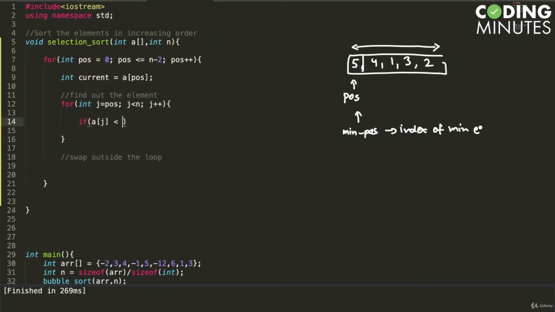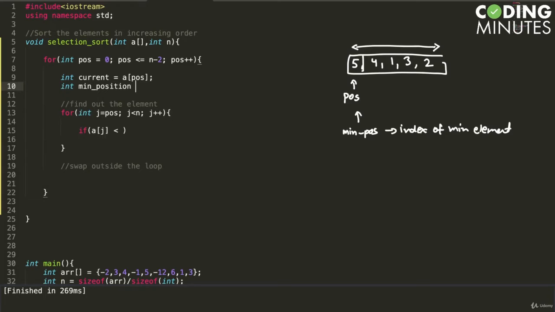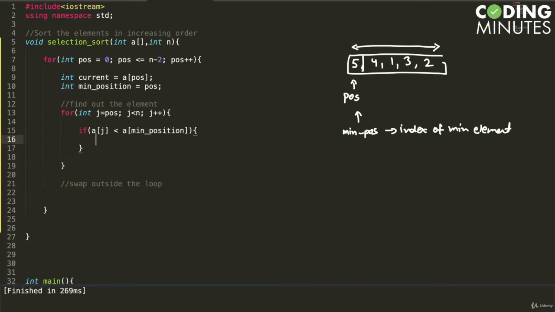So I need to define this variable. In the beginning the minimum position is the same as position, but if you find an element that is smaller than array of min position, in that case you update min position to j. So what is going to happen: you move on to this element. You see this 4 is smaller than array of min position, which is 5. So you update your min position to this variable, and your min comes here.